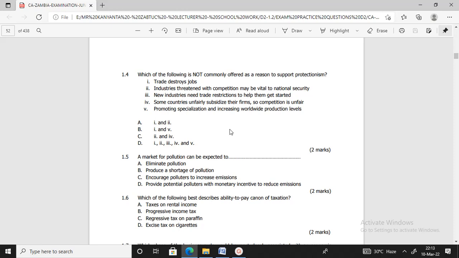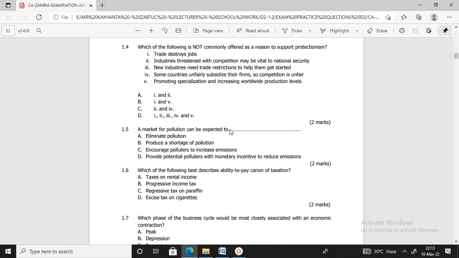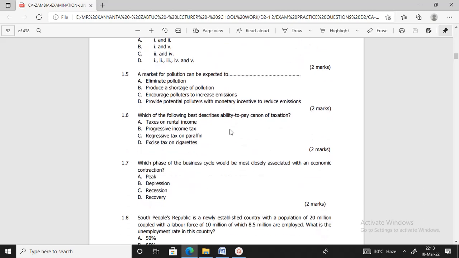1.6. Which of the following best describes ability to pay canons of taxation? Ability to pay is where a tax is charged in proportion to the amounts of money earned, and the tax is based on someone's ability to pay. So those who are earning more are charged the higher tax because they've got ability to pay those higher taxes, and those who are earning less are charged lower taxes. So this is called progressive income taxation. 1.6 correct option is B, progressive income taxation.